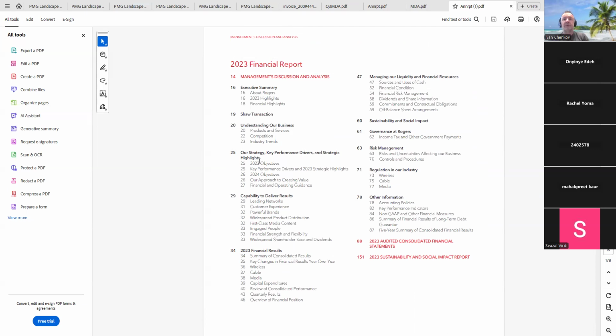Strategy, key performance division, strategic highlights, comparability, delivery results, financial results. You can see the different consolidated statements of each company: wireless, cable, media, all the divisions of Rogers. Then you're going to see how they manage liquidity and financial resources. Here we're going to find some financial conditions, financial ratios, risk management, anything that you need to know. Then you're going to see the income taxes, risk management again, regulation in our industry, key performance indicators, accounting policy, and everything that the investor needs to know.